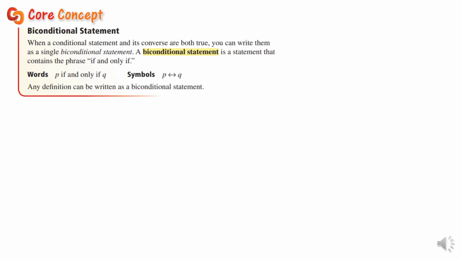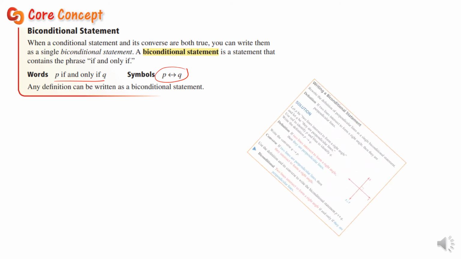Some people like to make generalities about that. Don't fall for it. Okay, a biconditional statement is when a conditional statement and its converse are both true. So if P then Q is true, and if Q then P is true, then you can write it like this and say it P if and only if Q.